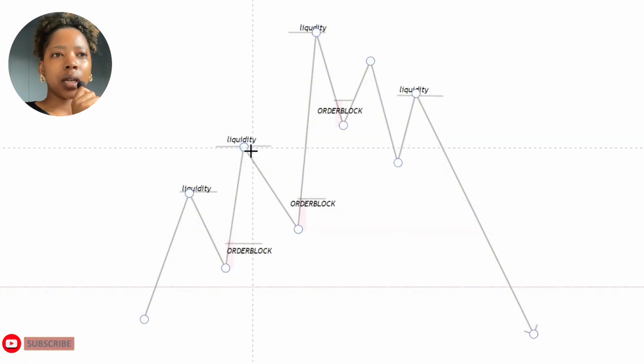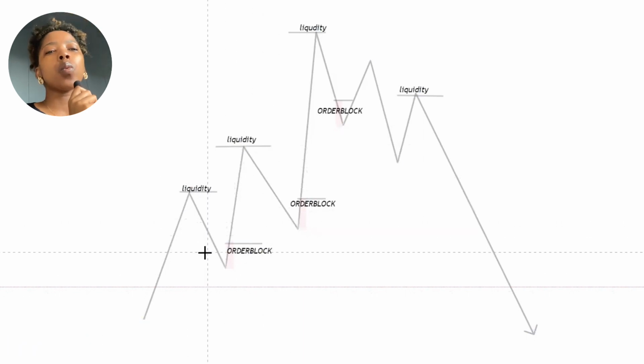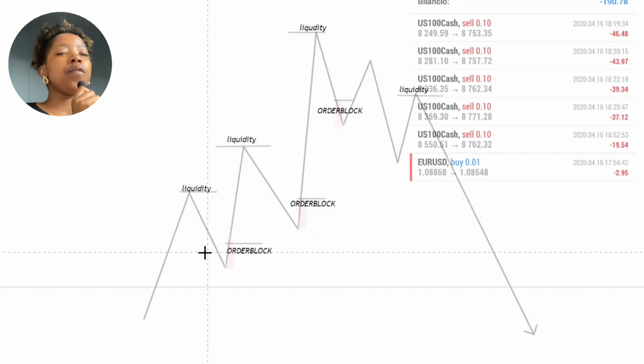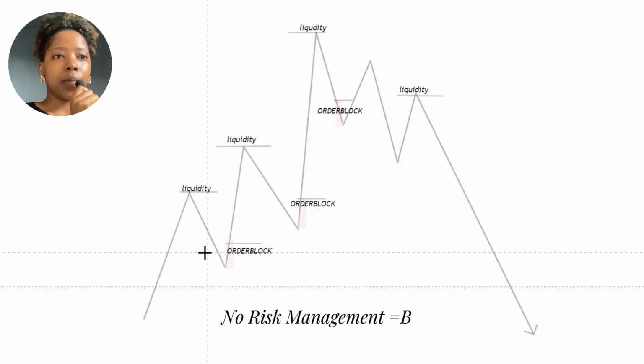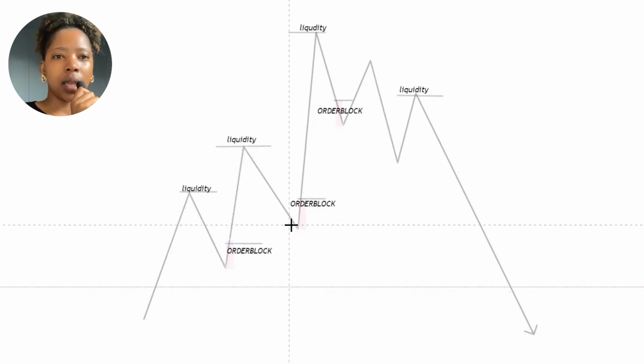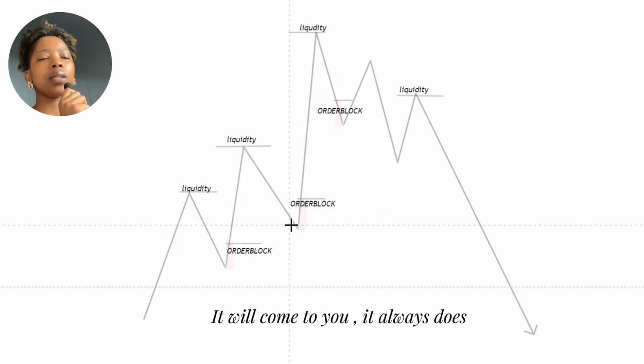But the market's going to come back down because it has to close the order and then come back here. That means you are on a drawdown, meaning that you are now in red. If you have a small account, prepare to blow. If you don't have risk management, prepare yourself to blow. So you have to wait for that to come back to you. Let it come to you, because it will come to you. It always does.